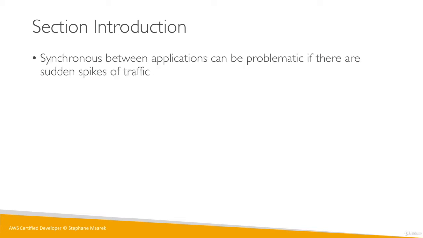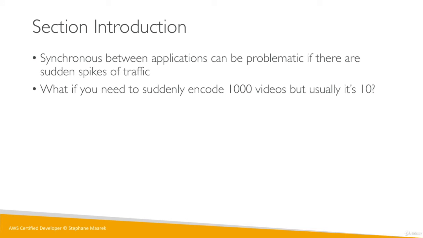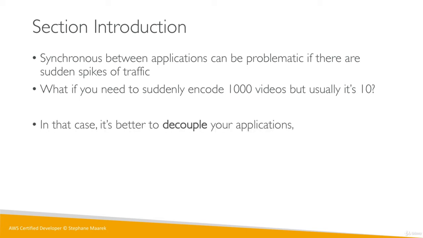Now, synchronous communication between applications can be a little bit problematic sometimes, because if one service overwhelms the other because there is a sudden spike of purchases or whatever, it could be a big problem, right? For example, we have a video encoding service and we need to encode 1,000 videos, but usually it's 10. Well, our encoding service is going to be overwhelmed and we're going to have outages. So when you have these sudden spikes of traffic or you can't predict anything, then it's usually better to decouple your application and have the decoupling layer scale for you.